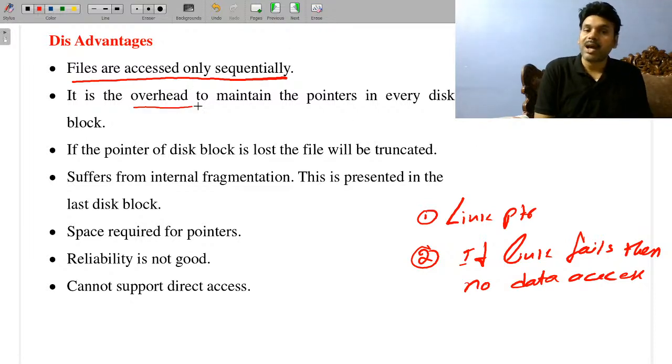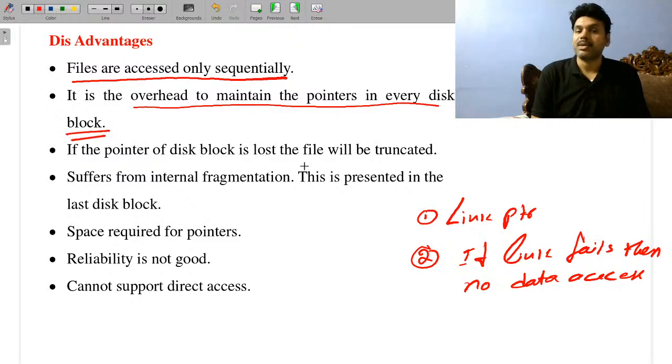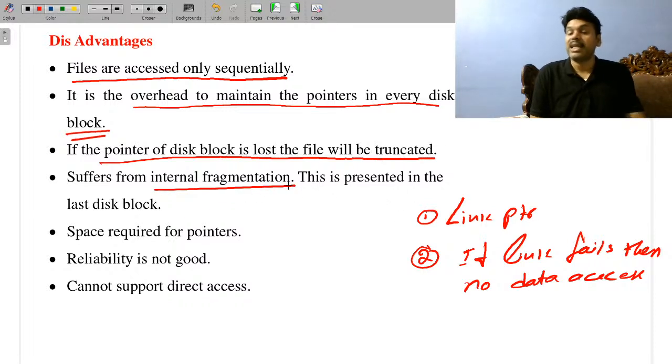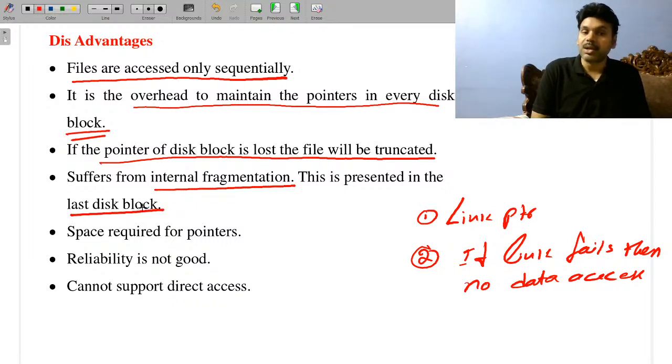So it has an overhead of maintaining what? Link pointers. If a link pointer fails, then you cannot get the data. It also suffers from what? Internal fragmentation. Why internal fragmentation? The last block is very important. The last block may have some small wastage. That is called internal fragmentation.